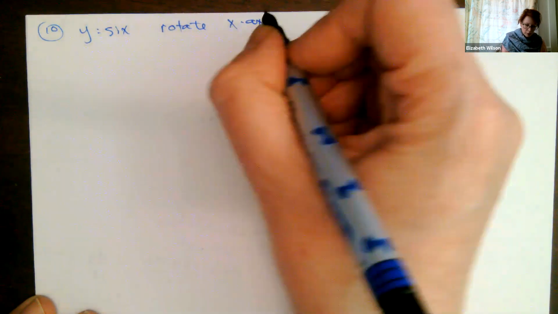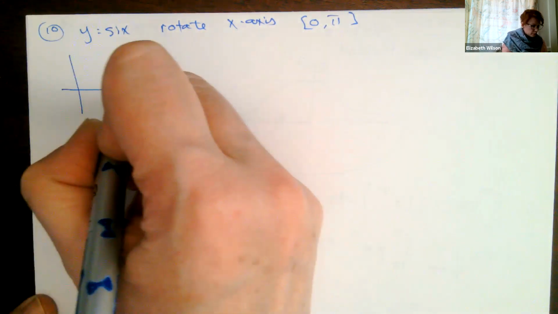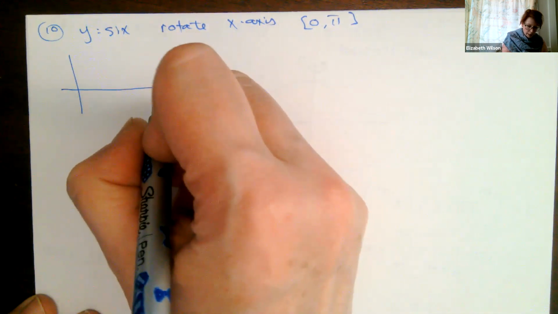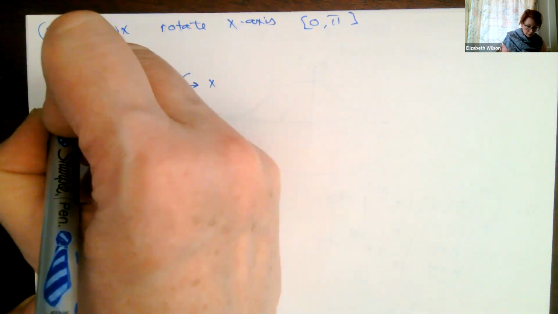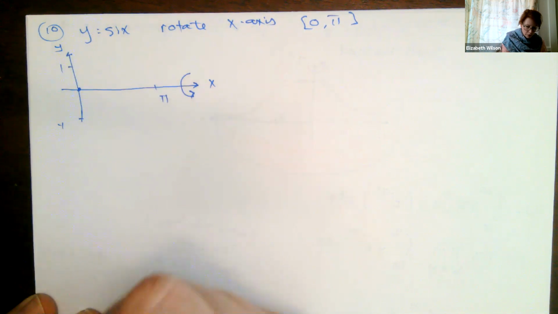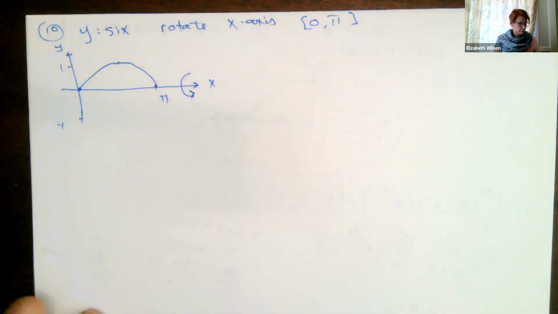Okay, so number 10. Number 10 says we're given the function above the x-axis. So I'm going to say y equals sine of x. We're going to revolve around the x-axis, from 0 to pi. The first thing I want to do is plot out what my sine function looks like. So here's my x-axis. My sine function between 0 and pi looks like that, right?